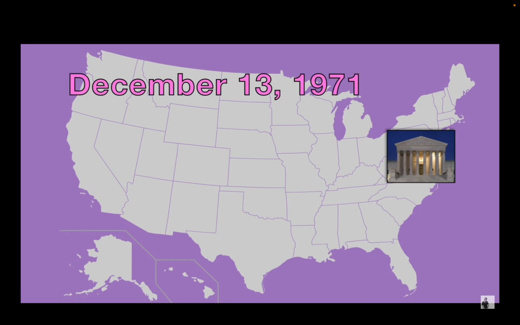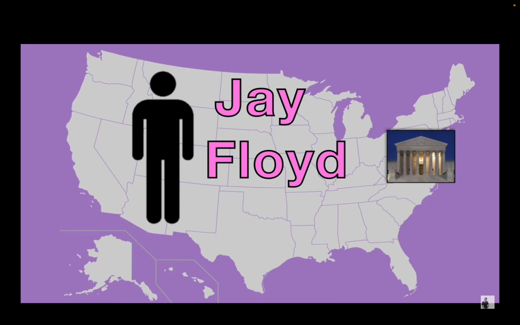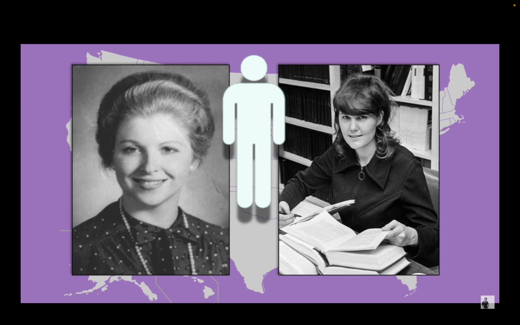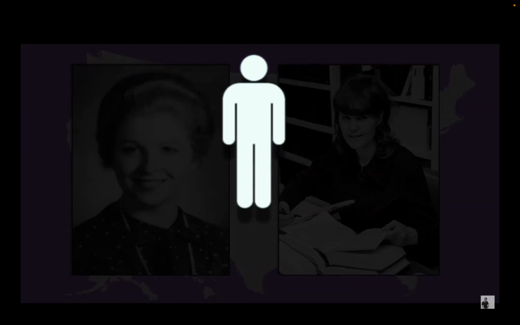Finally, on December 13, 1971, the Supreme Court heard arguments. In his opening argument, defense attorney Jay Floyd made a bad joke that probably hurt his case. Going against Weddington and Coffey, he said, quote, "It's an old joke, but when a man argues against 2 beautiful ladies like this, they are going to have the last word," unquote. The joke was not well received. The entire courtroom was silent, and Chief Justice Warren Burger gave him a cold glare. Regardless, by the end of the arguments, all of those justices agreed that Texas law was bad, but for different reasons.